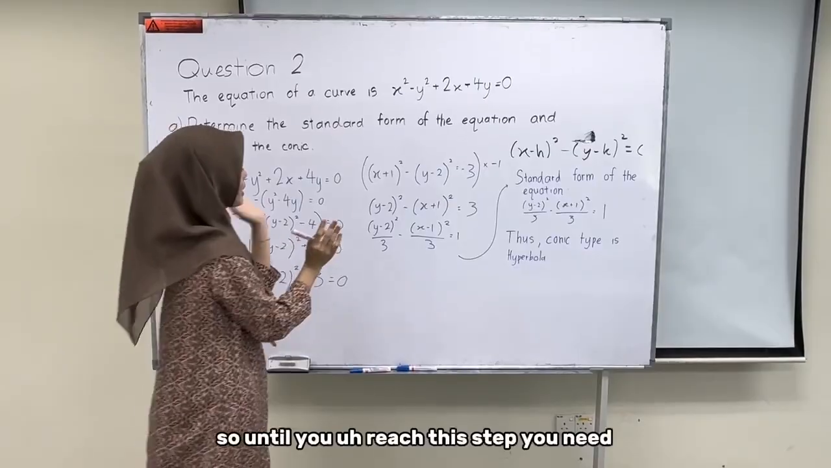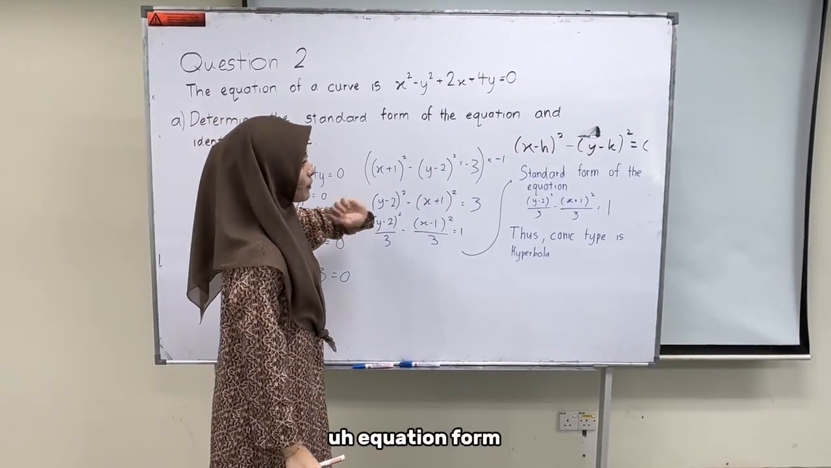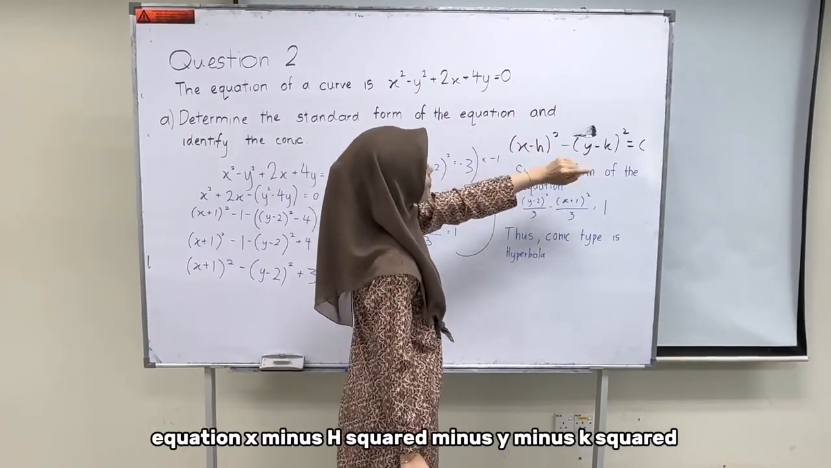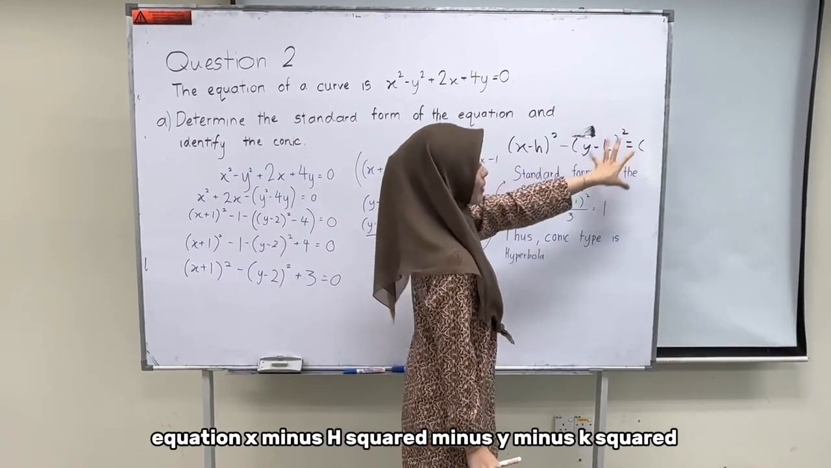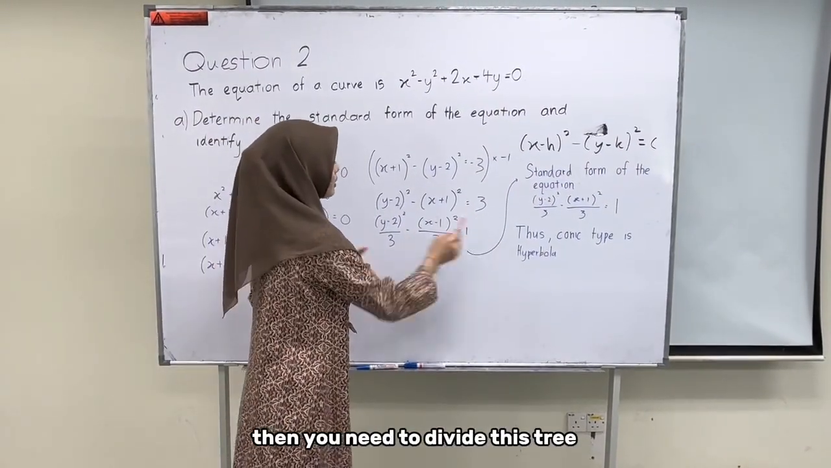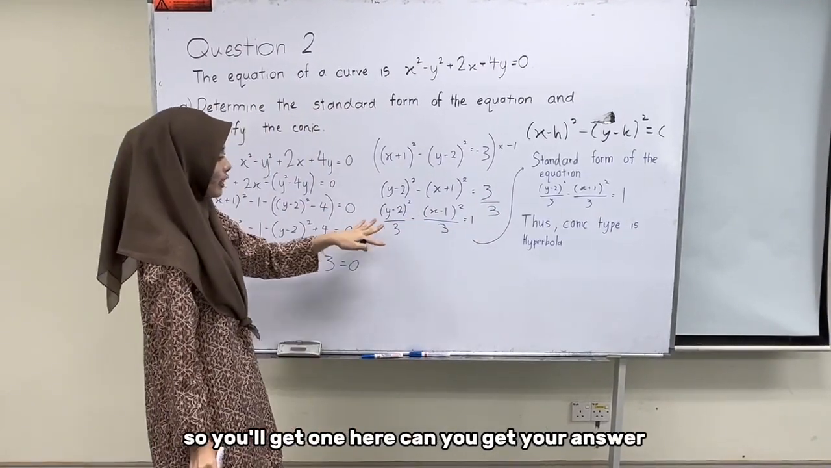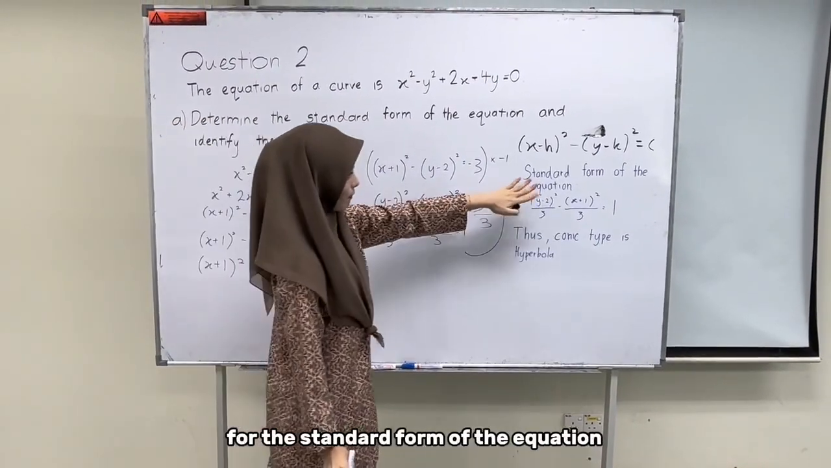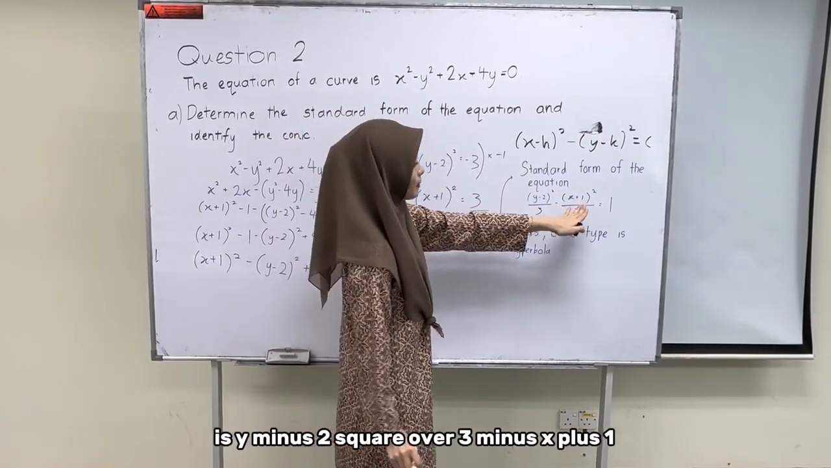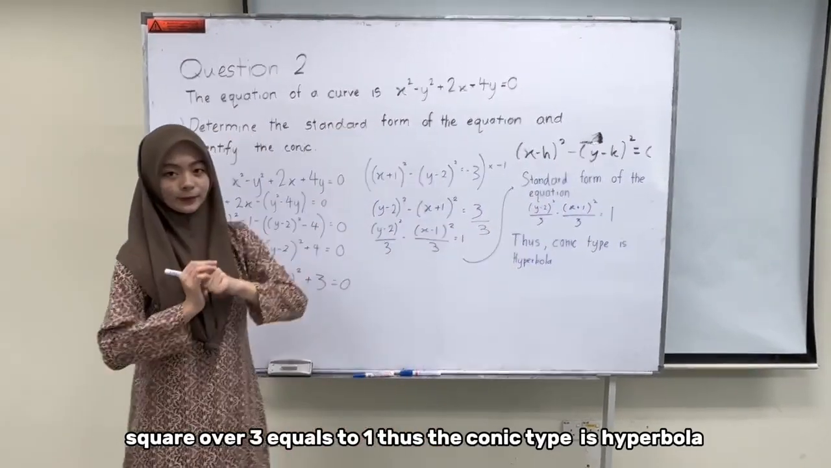So until you reach this step, you need to identify the conic equation form, which is in bracket x minus h squared minus y minus k squared in bracket equals c. So when we get here, then you need to divide by 3. You divide this 3 by 3, so you get 1 here. Then you get your answer for the standard form of the equation, which is y minus 2 squared over 3 minus x plus 1 squared over 3 equals 1. Thus, the conic type is hyperbola.